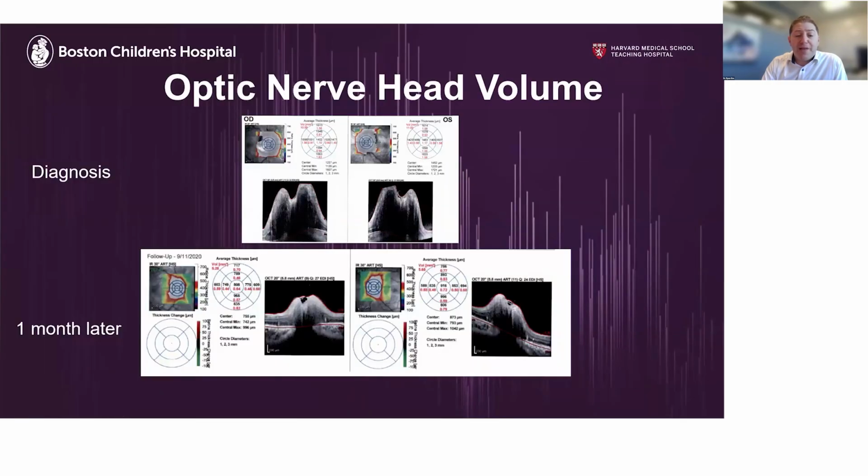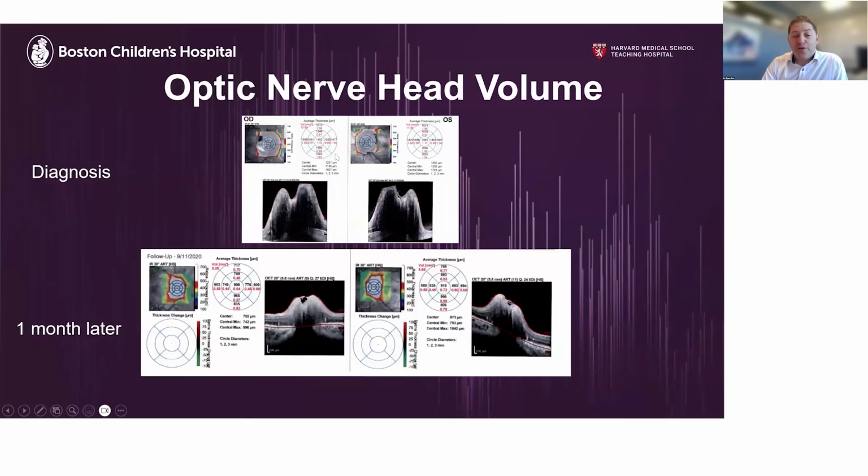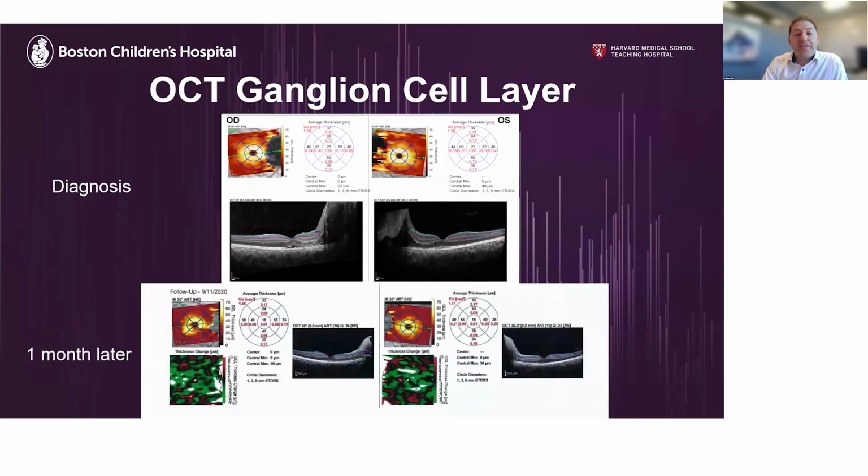From diagnosis, the optic nerve volume a month later, so that's from this picture to this picture, went from over 11 to 5.28 and 5.65 in both eyes. And the ganglion cell layer started to thin over the course of a month. So she actually does have evidence of early optic atrophy.